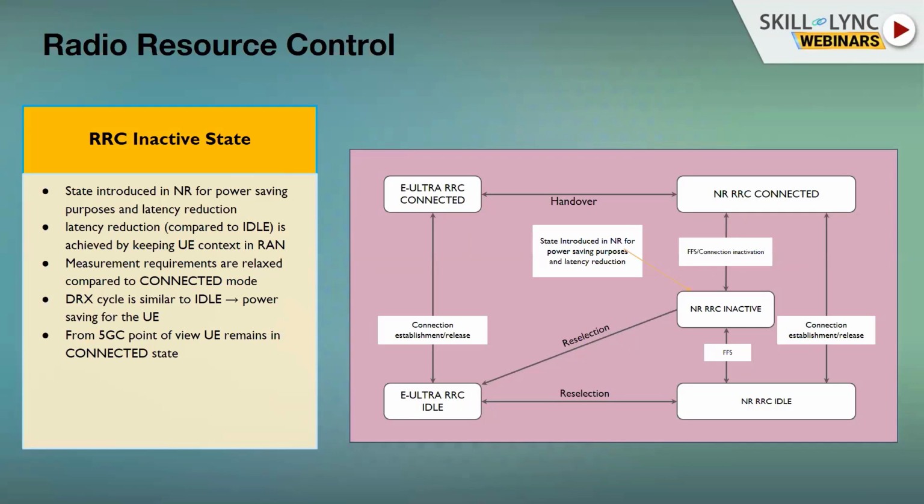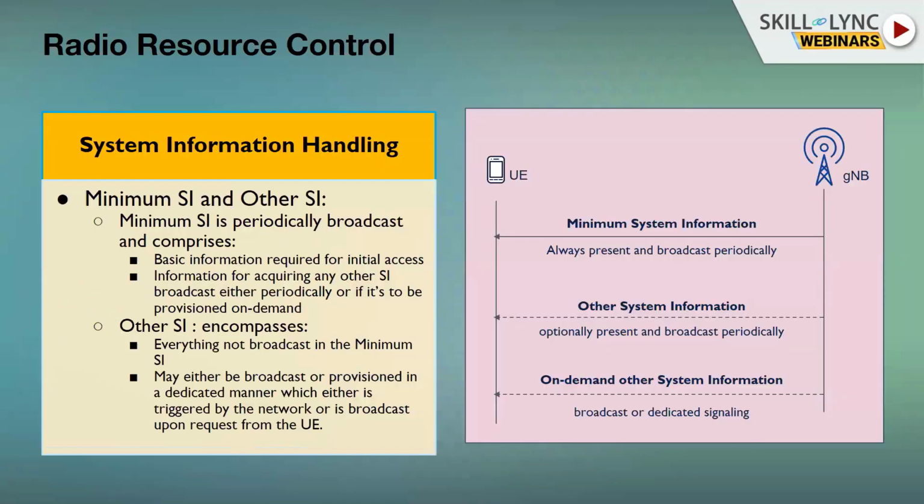Latency reduction compared to idle is achieved by keeping the UE context in the RAN or radio access network. Measurement requirements are relaxed compared to connected mode. Also for system information handling, we have two terms, the minimum SI and other SI. Here the NG interface supports a one-to-many relation between NG-RAN and the nodes.